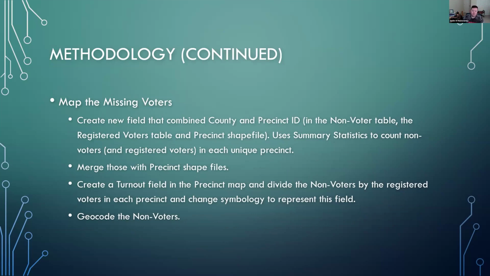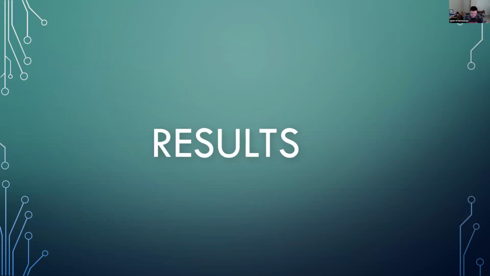I had to create a new field again that combined county IDs and precincts, because the precinct IDs are not unique. There's a lot of precinct ID 1s, for example. And then I counted how many non-voters and registered voters were in each of these unique precincts, merged them into the precinct shape files, and divided the non-voters by the registered voters to create a turnout calculation. And then I geocoded those bad boys and went from there.